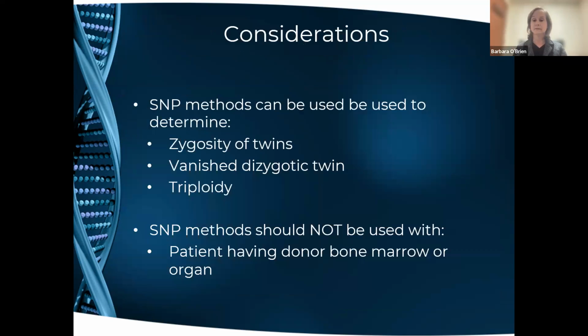Next slide. So some considerations. The SNP-based methods can be used to determine zygosity of twins, vanished dizygotic twins, and triploidy. The SNP-based method should not be used with patients having donor bone marrow or organs, because there are other confounding chromosomes in the maternal plasma.